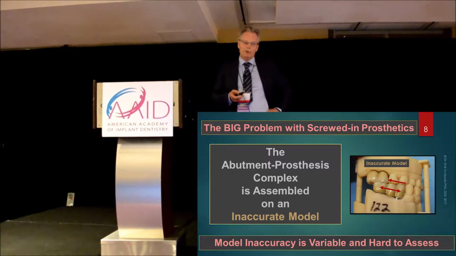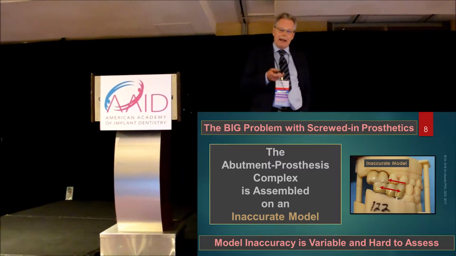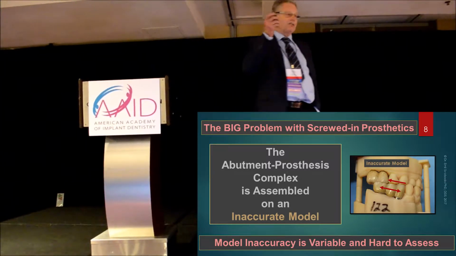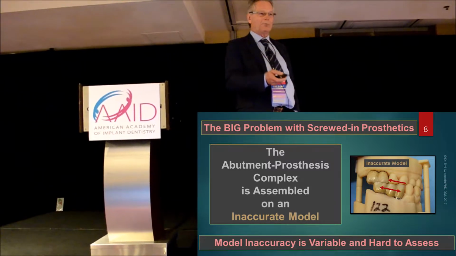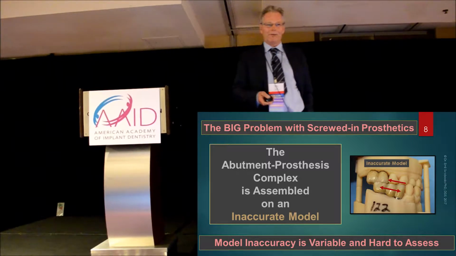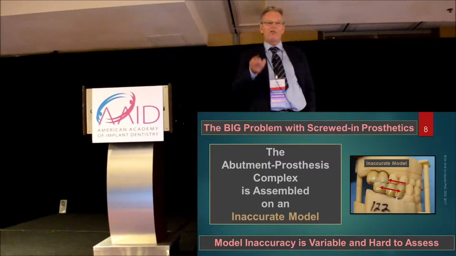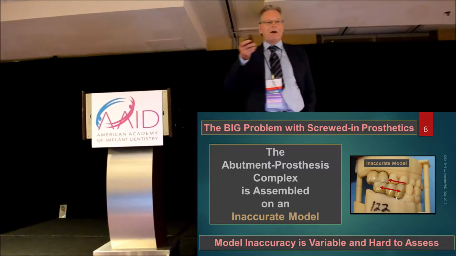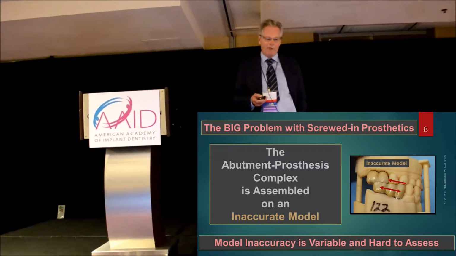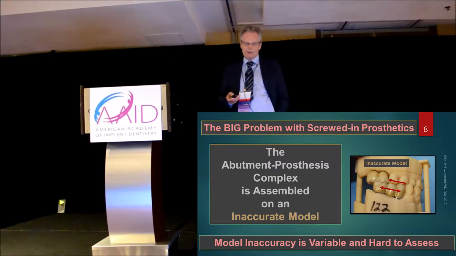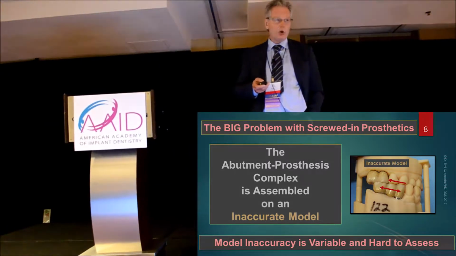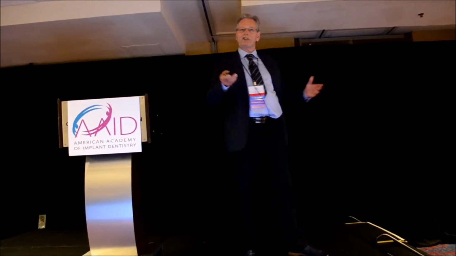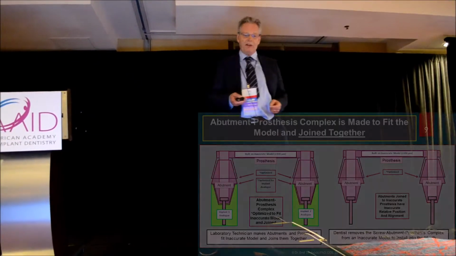So the big problem with screwed-in prosthetics is you're assembling your prosthesis together with your abutments on an inaccurate model. And that's why it fits on a model, but not in the mouth. That's why you have to do your adjustments. And it's variable, and you can't assess it. So it's a crapshoot. Should our prosthesis installation technique be a crapshoot? See, that's the thing you got to ask.